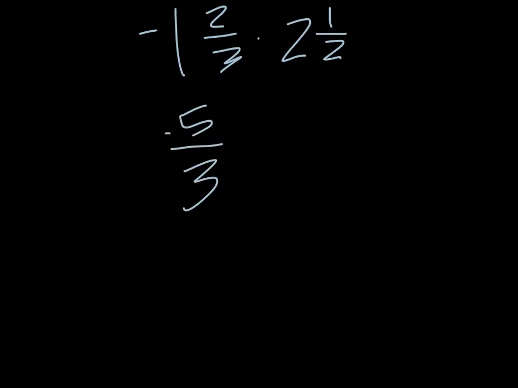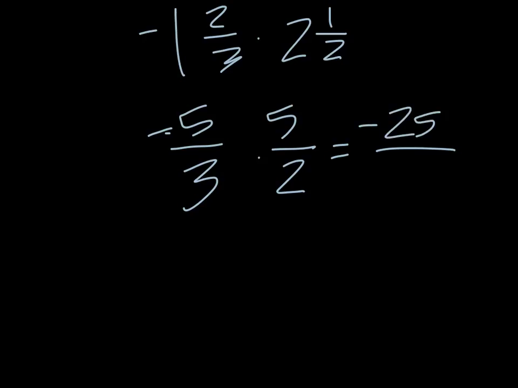A negative and a negative make a positive, so we can leave our answer like that. Let's try one more mixed number. Let's do -1 2/3 times 2 1/2. So we change to improper fractions. 3 times 1 is 3, plus 2 is 5 over 3, and that's negative. Times 2 is 4, plus 1 is 5 over 2. Then we multiply 5 times 5, which is negative 25. 3 times 2 is 6, and we'll leave it like that.